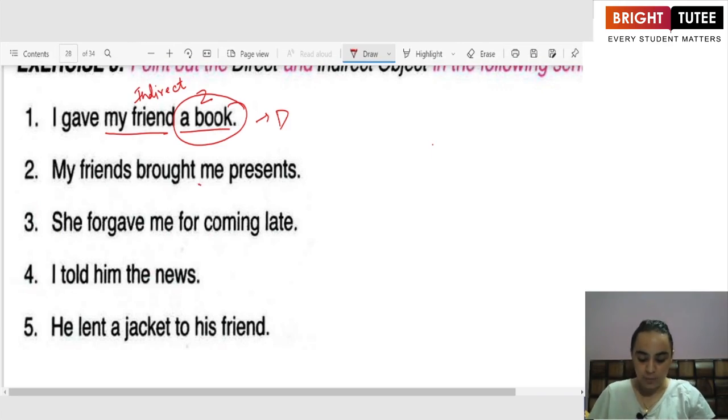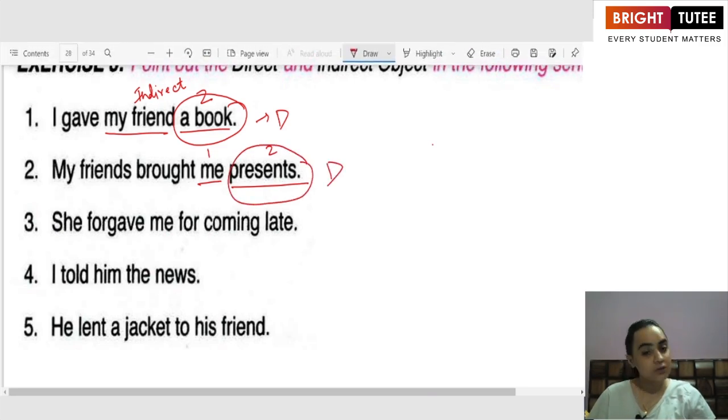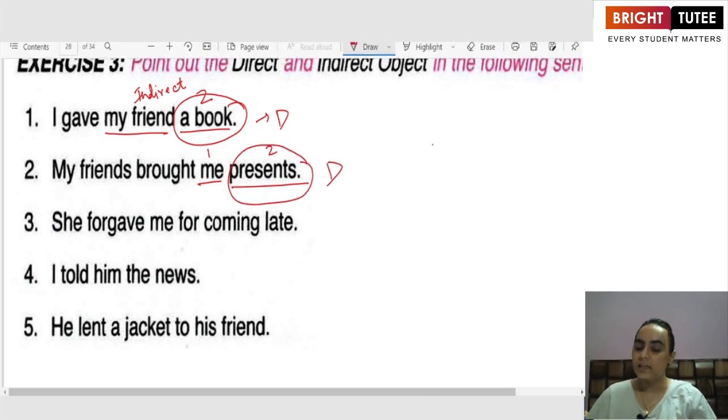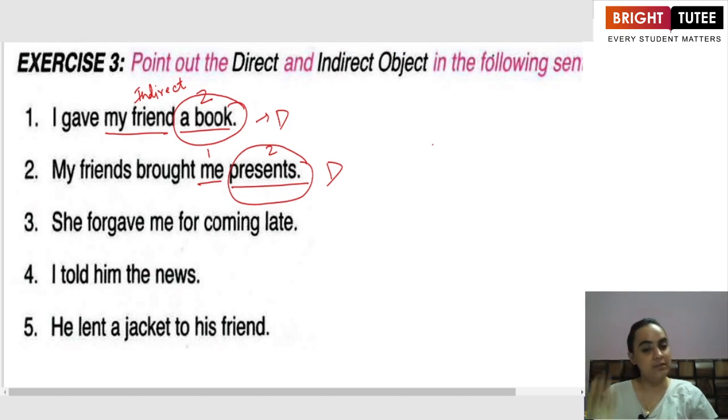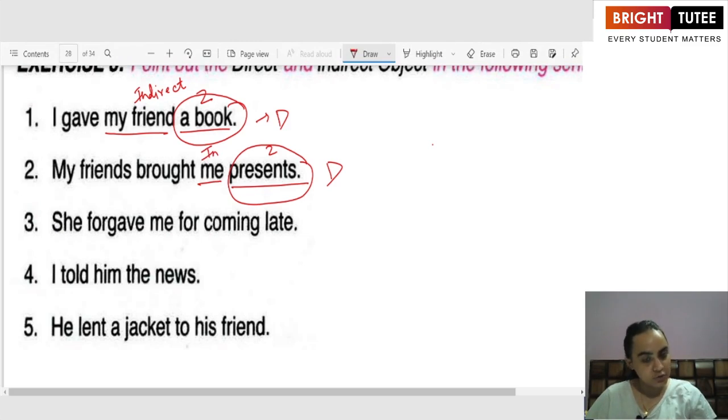My friends bought me presents. Two objects again, me and presents. What is the name that we've given to something? Presents. So that is the direct object. And who is the receiver of the object? Who's the receiver in this sentence? Me. So that is the indirect object.